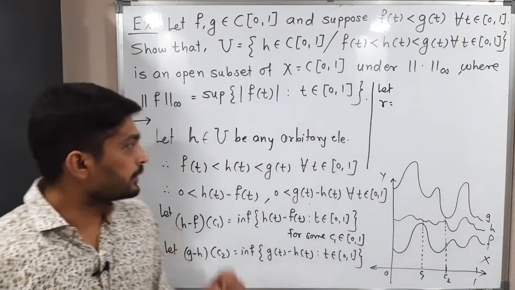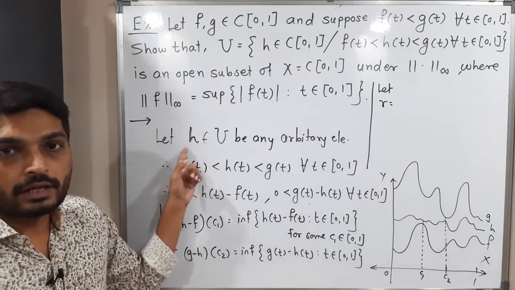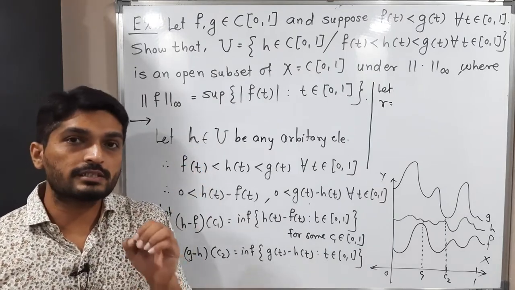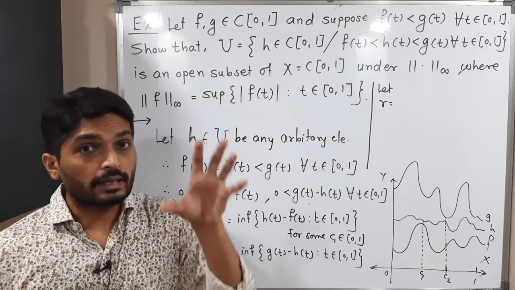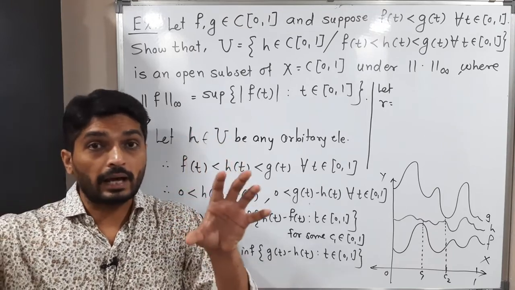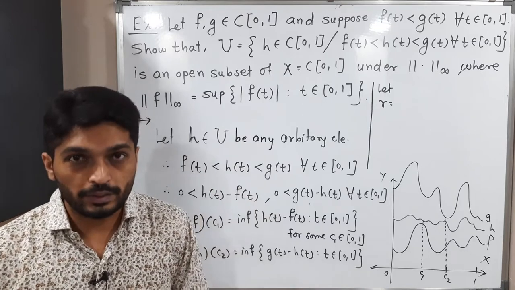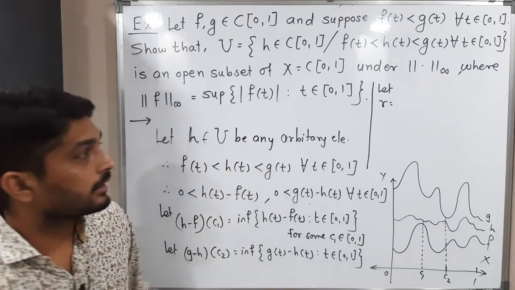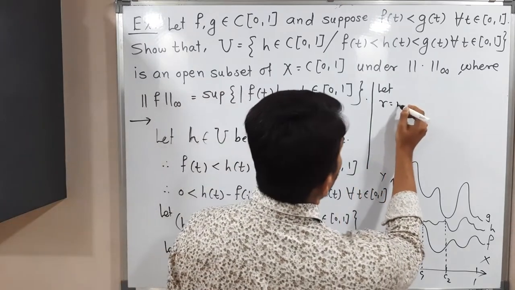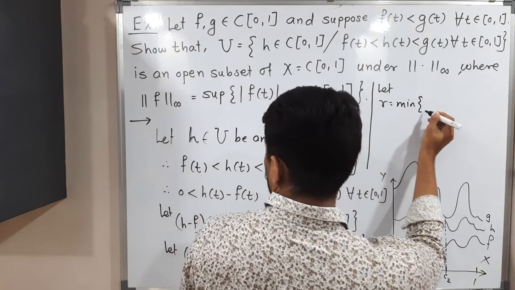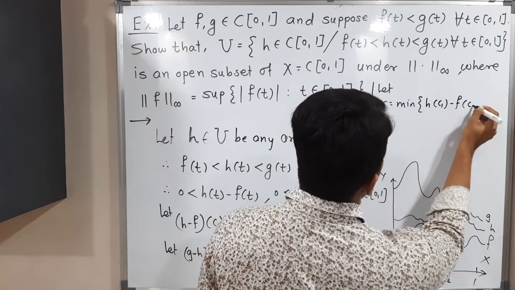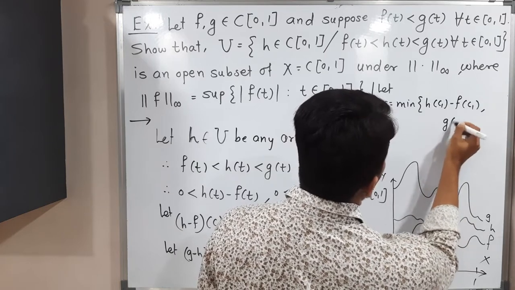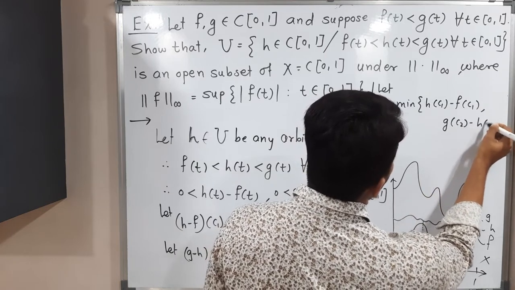Since when you take any arbitrary point from a set, our first task is to find a radius of that ball such that the ball will entirely lie inside the set U. So I am defining R as the minimum of h of c1 minus f of c1, comma, g of c2 minus h of c2.